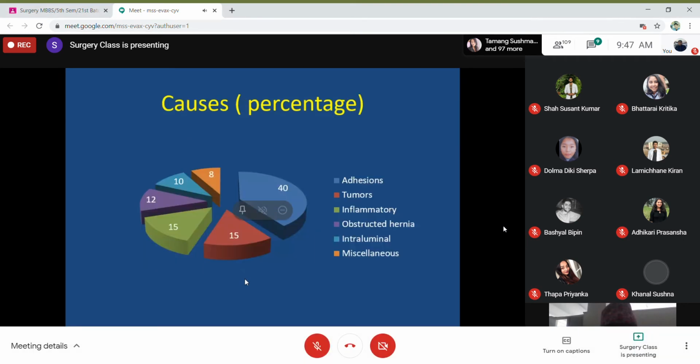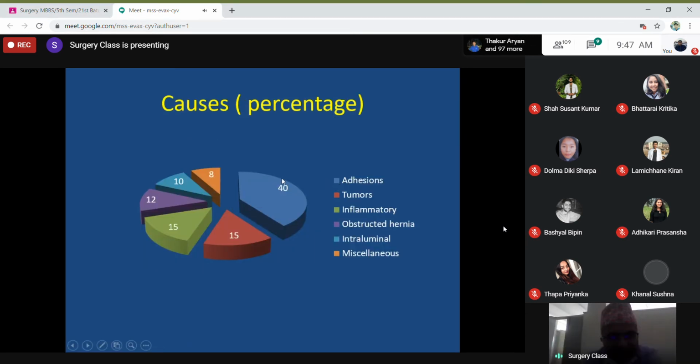Percentage-wise, you can see in this chart that most intestinal obstructions are because of adhesions and bands. These result secondary to abdominal operations. It could be operation for benign conditions or malignant conditions, for emergency conditions. Later on, over time, the patient develops obstruction because of the adhesions. This is the most common.